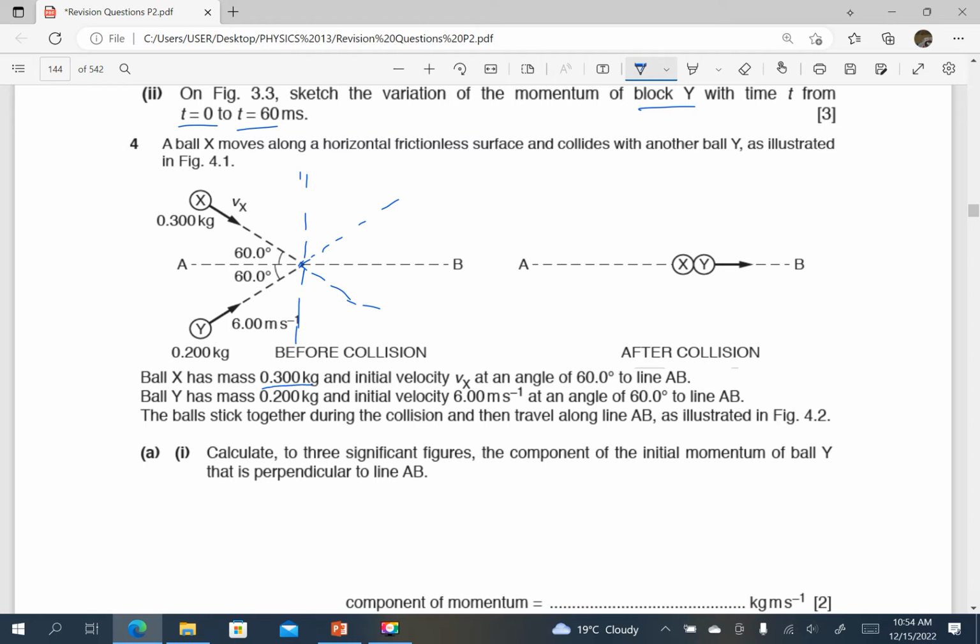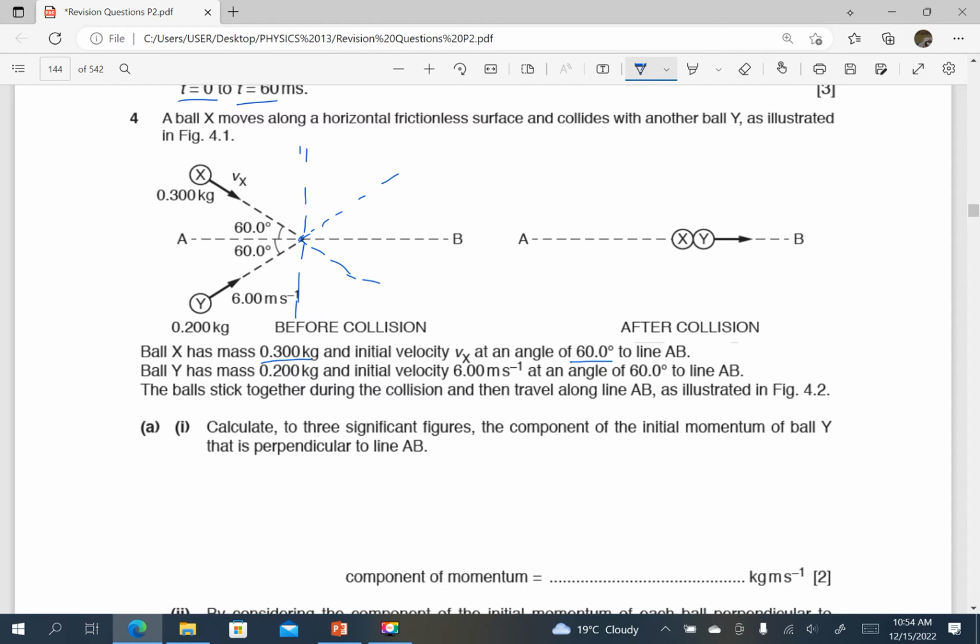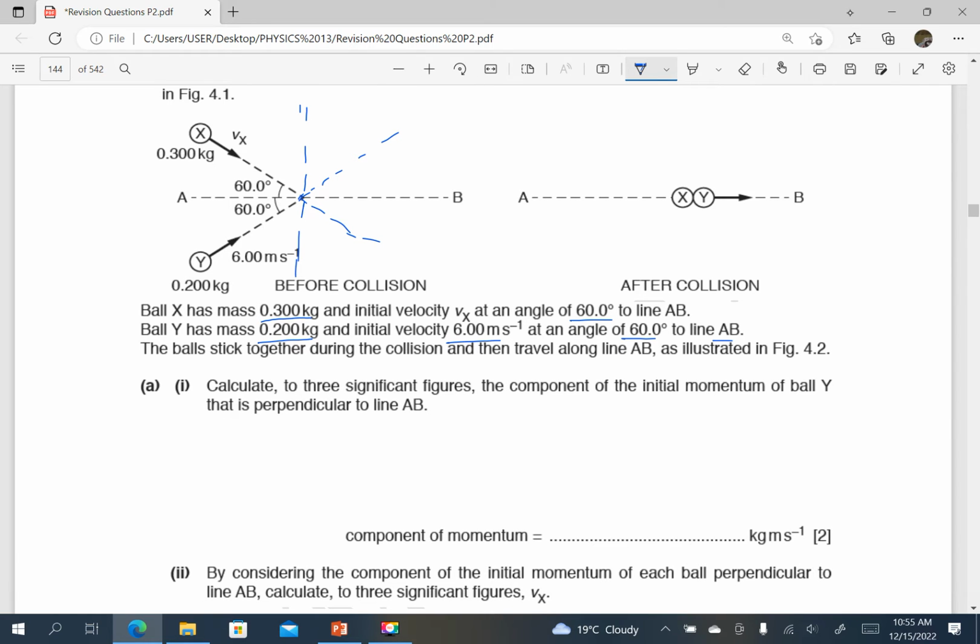Ball X mass 0.3 and angle 60 degrees to line AB. Ball Y mass 0.2. Its initial speed is 6 meters per second, the same angle to line AB. The balls stick together during the collision and they travel along line AB as illustrated. Calculate to 3 significant figures the component of the initial momentum of ball Y perpendicular to line AB, that is in the vertical. The component of the initial momentum of ball Y.